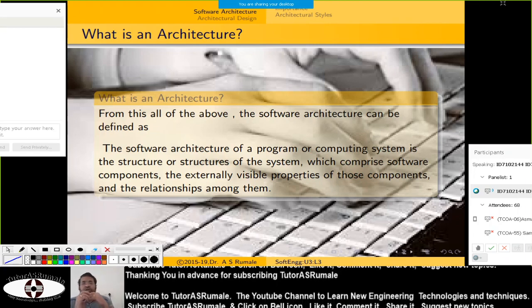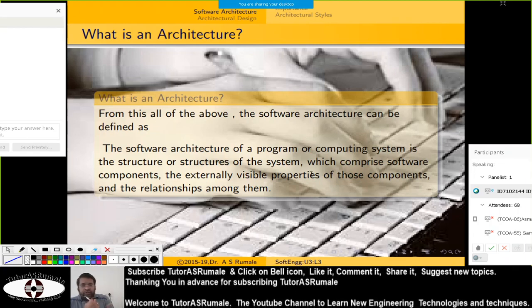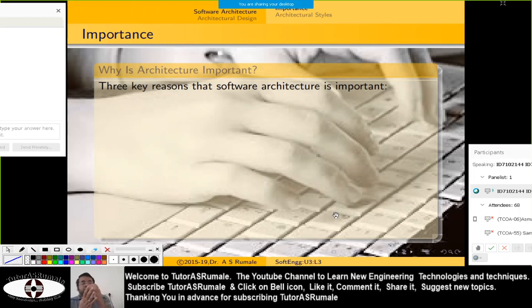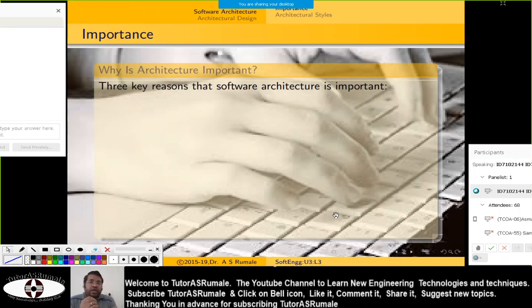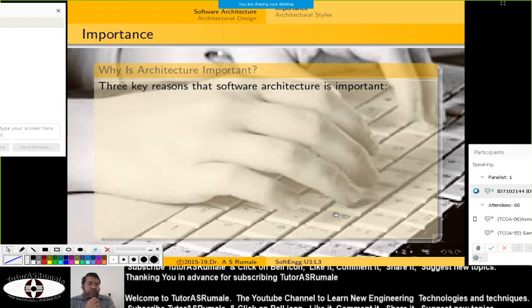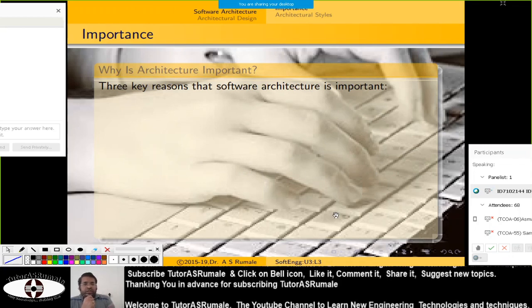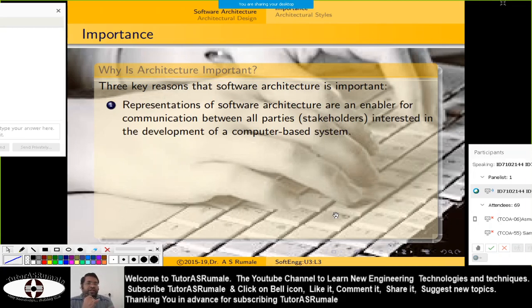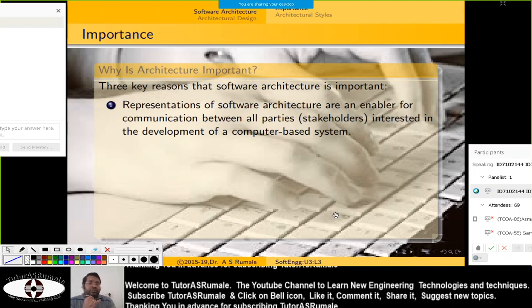So this is a simple definition of software architecture. Now we are going to see the next part: why is architecture important? The first thing is that architecture is a representation of software architecture. They are enablers for communication between all parties.